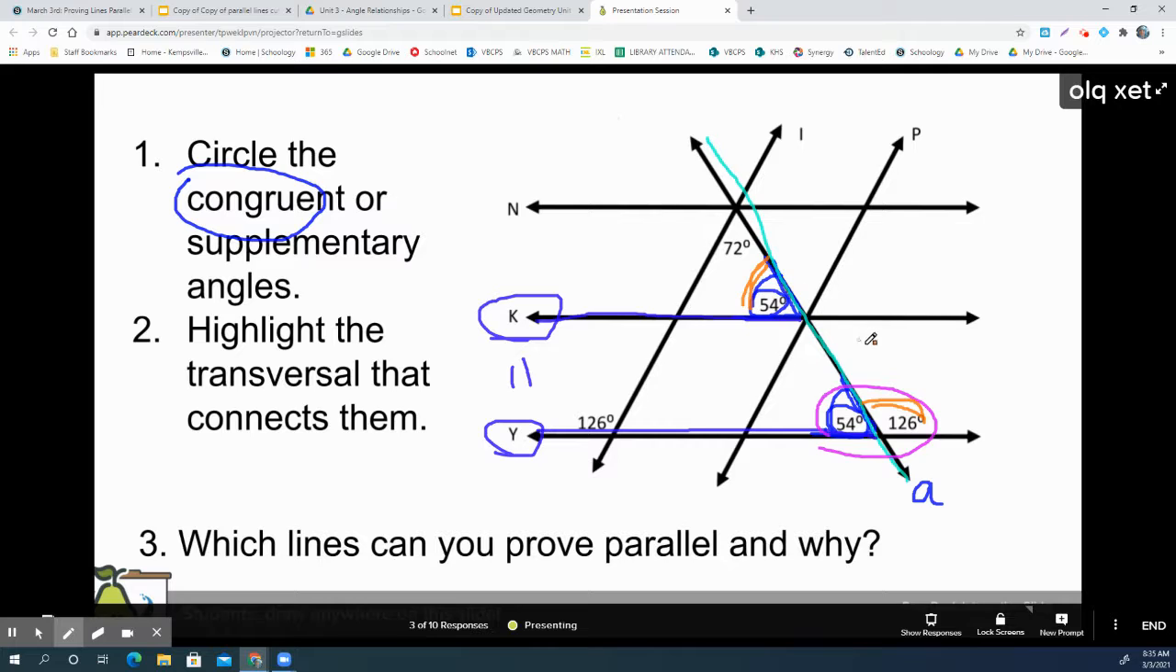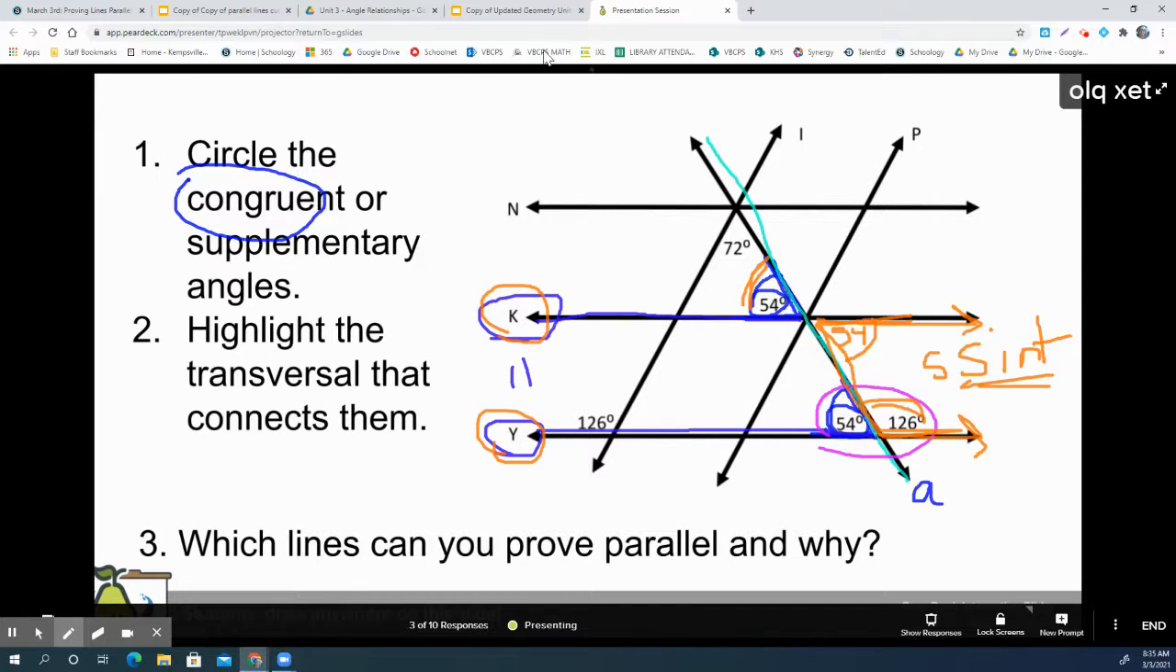You can always do the vertical angles. So if this is 54, I can always put a 54 here. Vertical angles are always true. So then what's the relationship between these orange angles over here? Same side interior. See how all those angle relationships from the GIMP kit are so important? If I highlight those lines, this just underscores that K is parallel to Y.